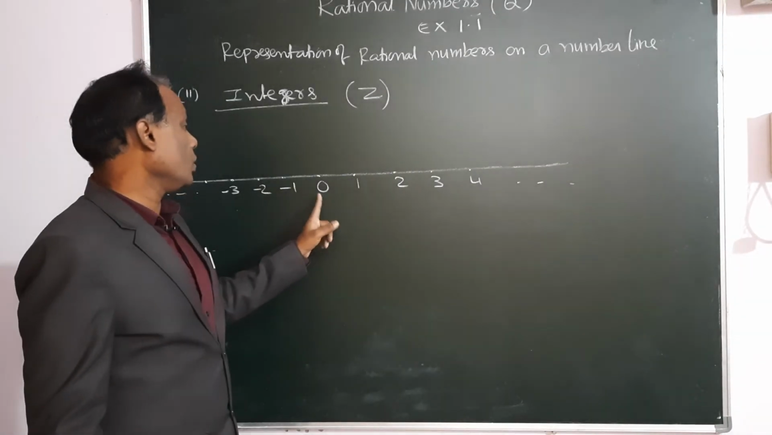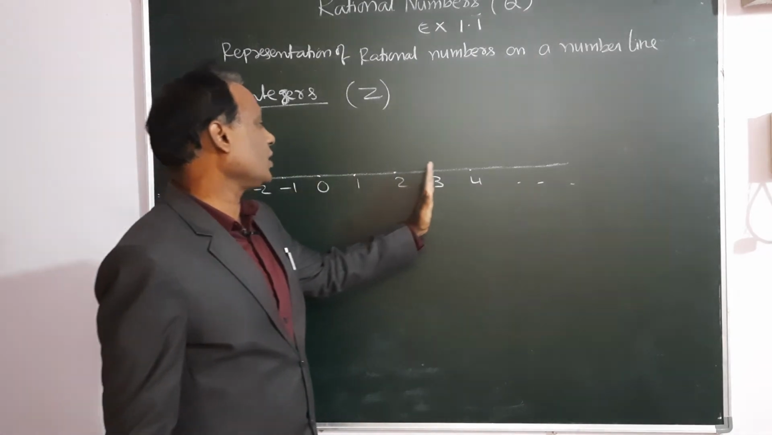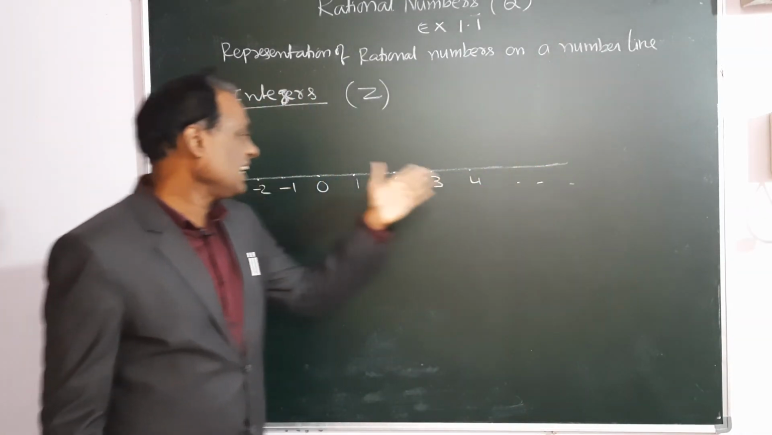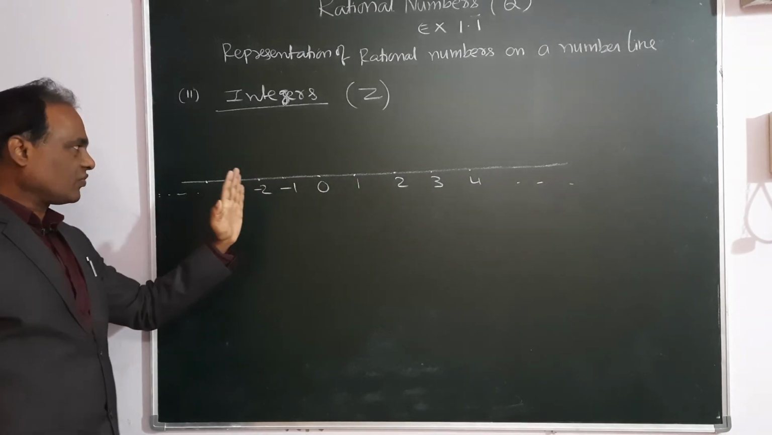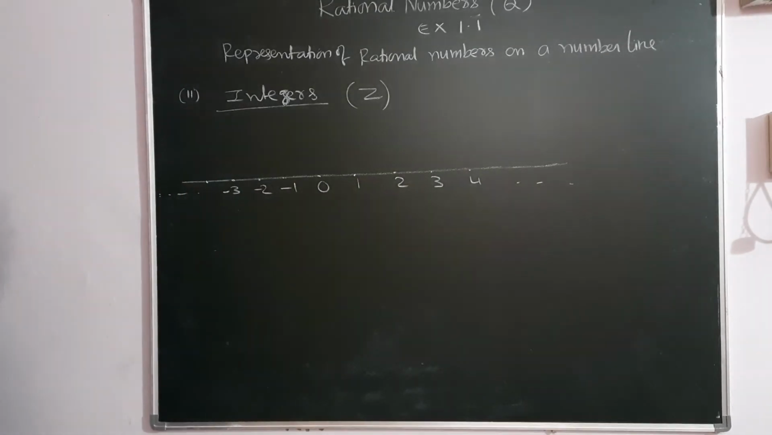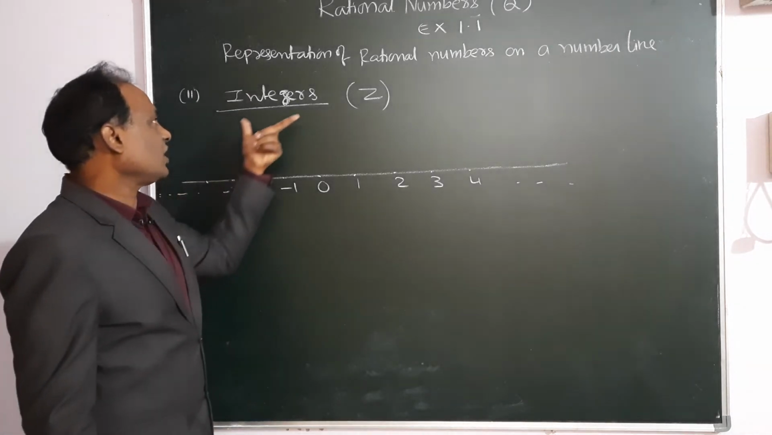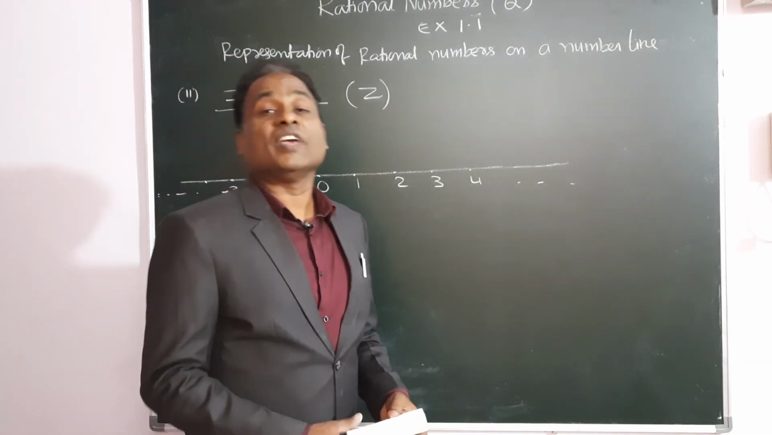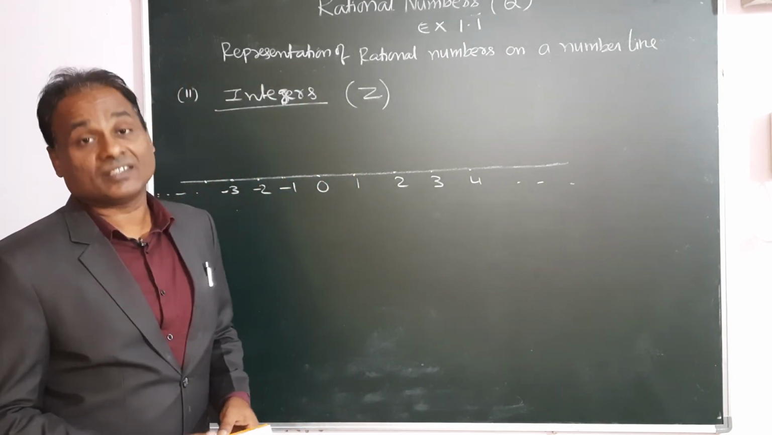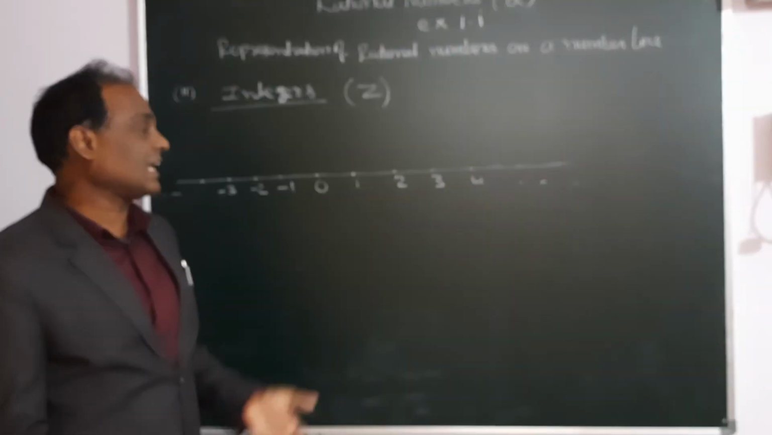So this is 0, the right side of 0 is 1, 2, 3, 4, 5, 6, and so on up to infinity. On the left side we have all the negative numbers, the same numbers with negative sign, minus 1, minus 2, minus 3, minus 4, minus 5, up to minus infinity. So integers are represented on the number line. This is the way we represent numbers on a line.